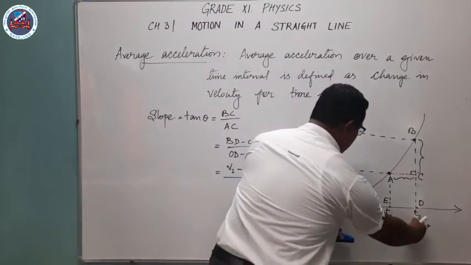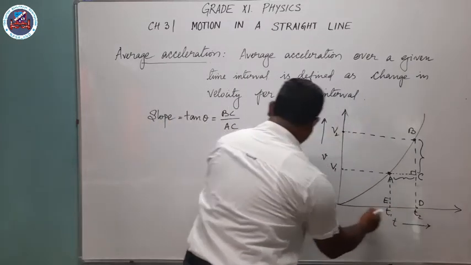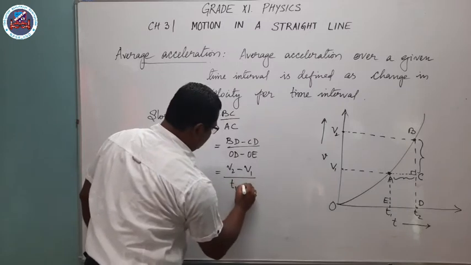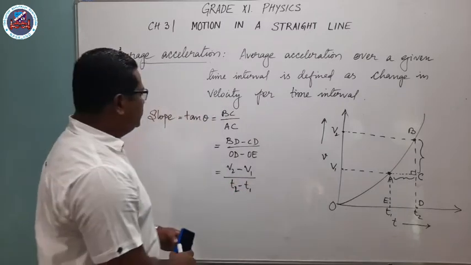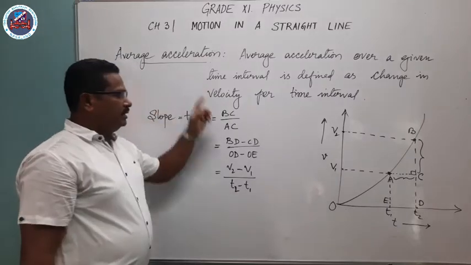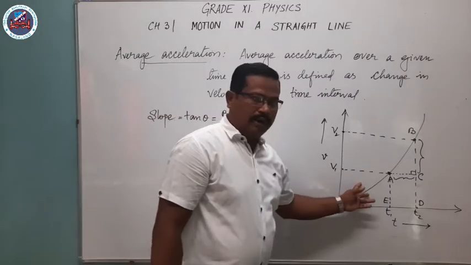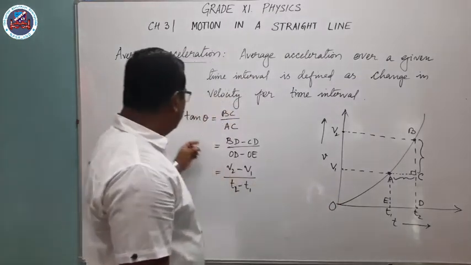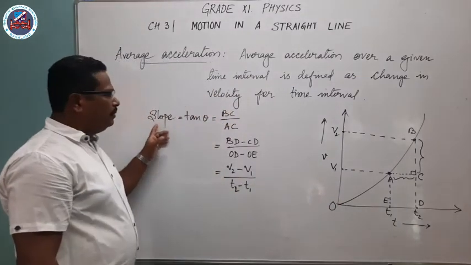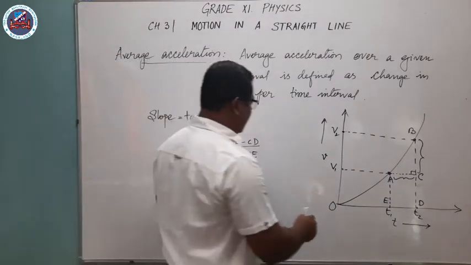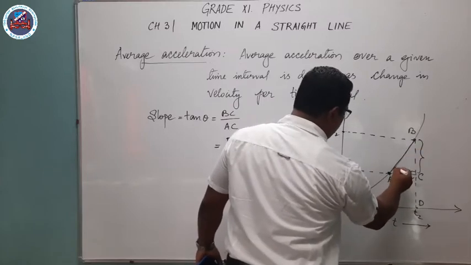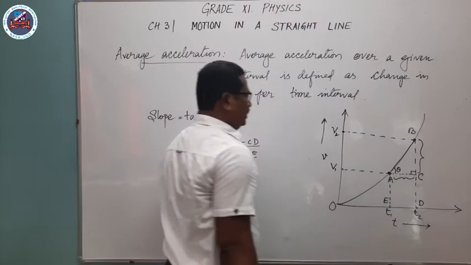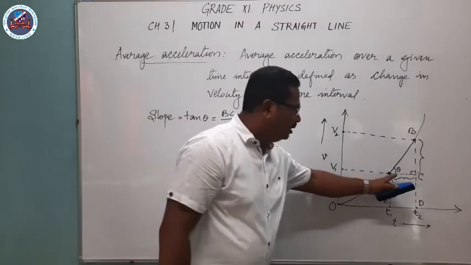OD is T2 and OE is T1. T2 minus T1. Like this you can find out the average acceleration in graphs. This one we call it as slope. The slope indicates this angle, this one you imagine as a straight line. This angle we are going to find out. Theta will give you the slope.